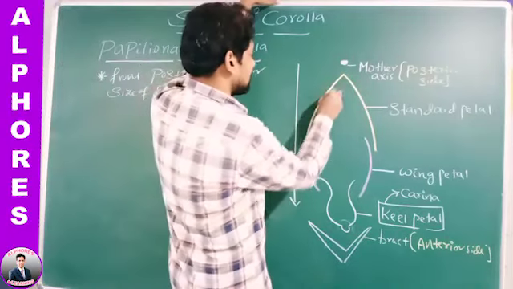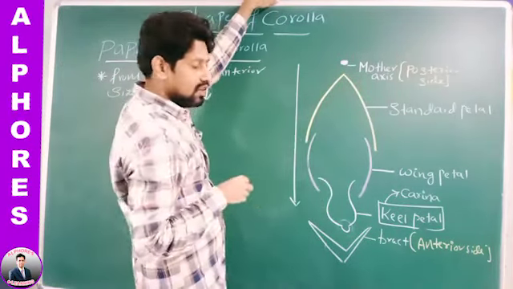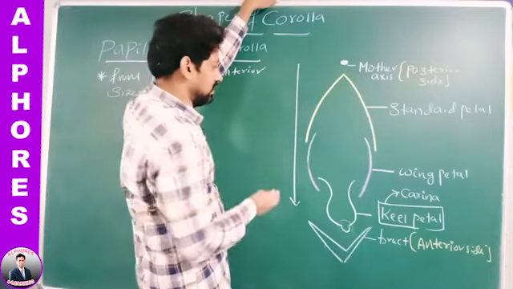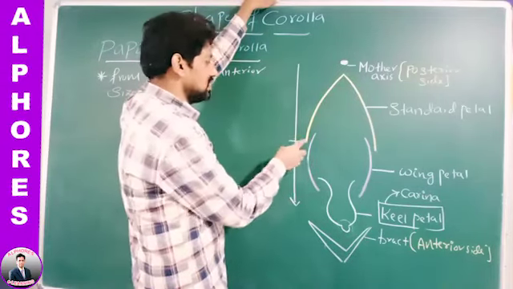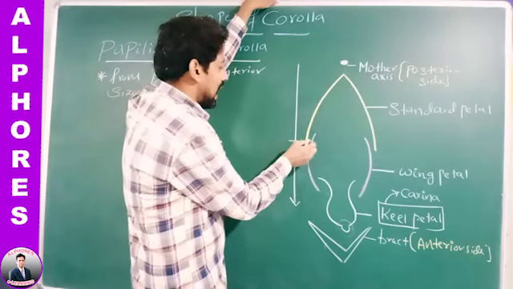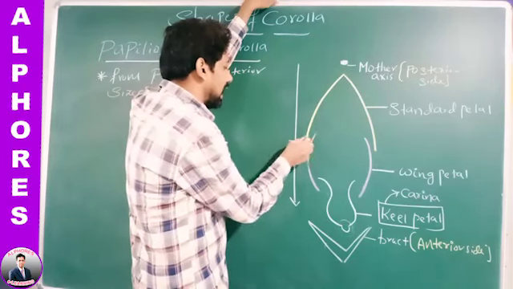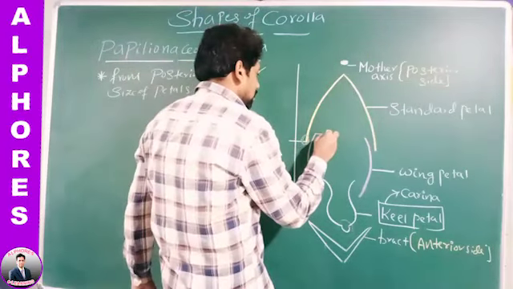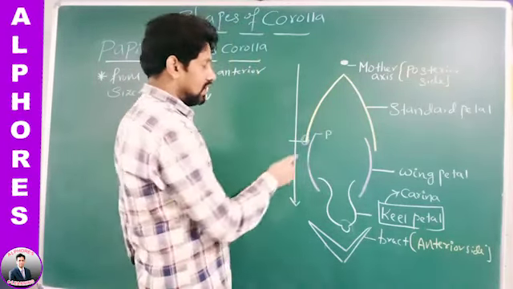Now see this statement. This is which petal? This is a standard petal. This is which petal? Wing petal. Now see this statement carefully. This is which margin? This is the anterior margin of the standard petal. This is the posterior margin of a wing petal.